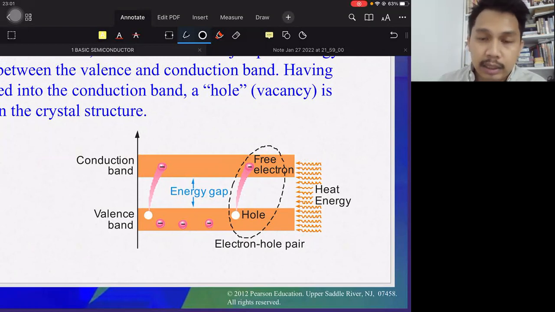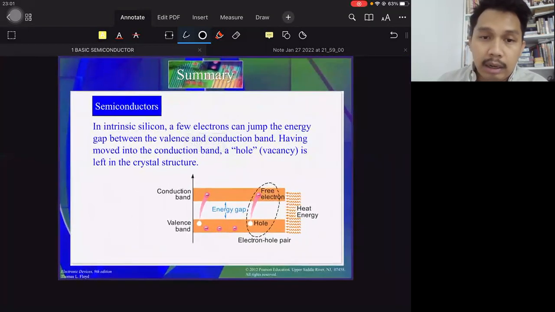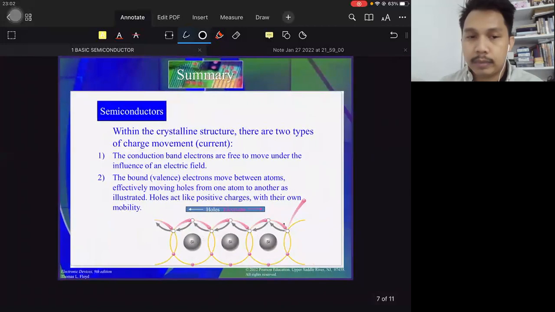To summarize, a piece of intrinsic silicon at room temperature has, at many instants, a number of conduction band electrons that are unattached to any atom and are essentially drifting randomly throughout the material. There is also an equal number of holes in the valence band created when these electrons jump into the conduction band.